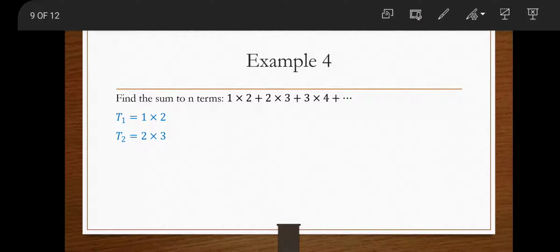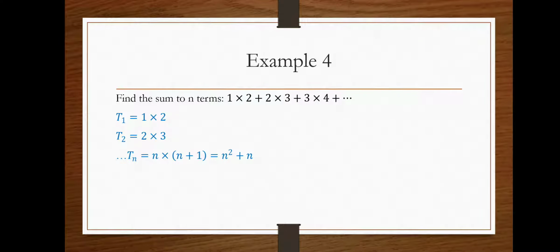So if you see, if I go on doing it like this, then isn't it that Tn is basically n into n plus 1, right? So the term number and the values given, they are linked in this way. So therefore, what is the nth term? Nth term is n square plus n.